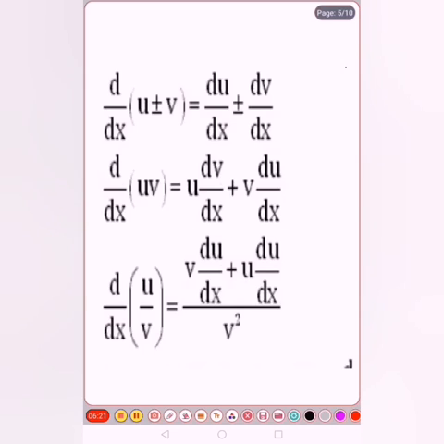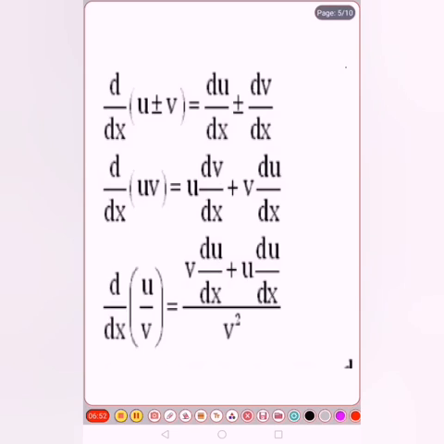Now we will discuss the u by v rule, that is the quotient rule. The u by v rule is the derivative of u multiplied by v minus the derivative of v multiplied by u, divided by v square. The quotient rule is differentiation of u multiplied by v, minus differentiation of v multiplied by u, divided by v square.